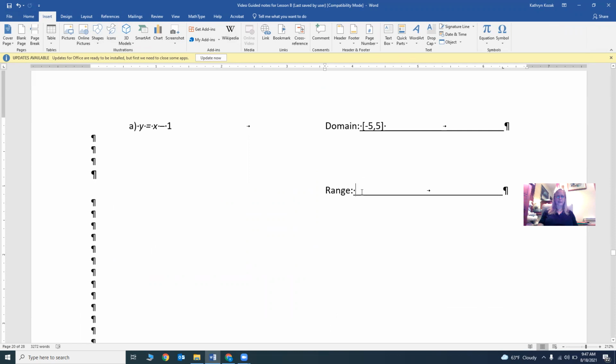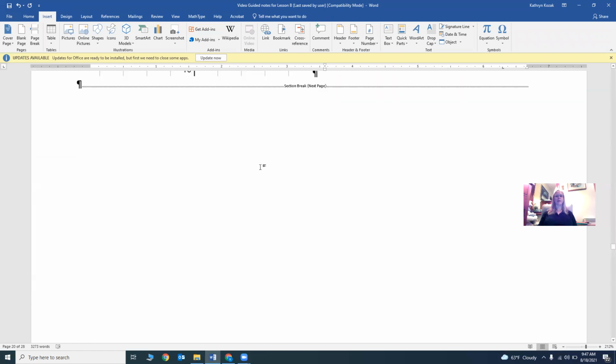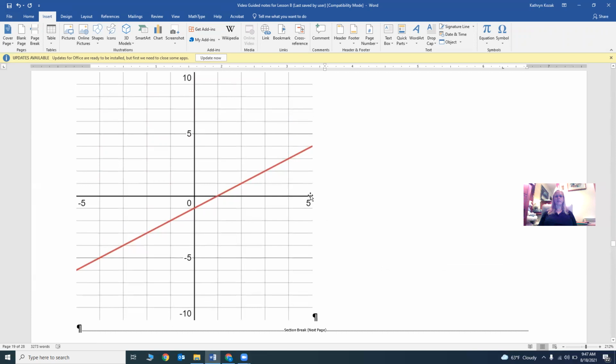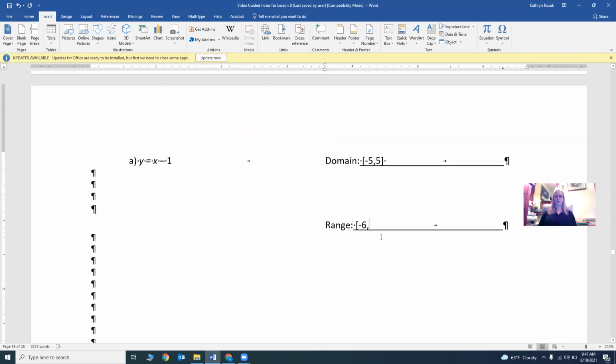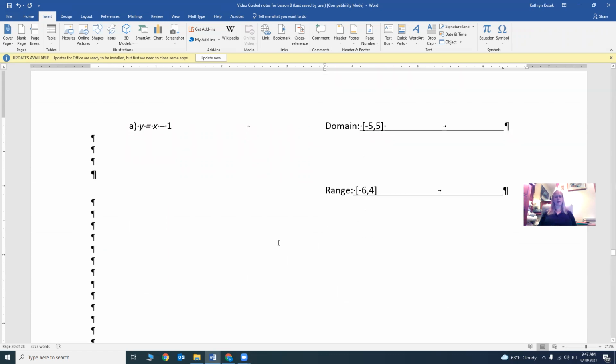Again, it does look like it is that. So I'm going to use the closed bracket so that I know it includes it. And then my upper value, I come over here to 5 and come up to where it hits the graph, I come over and it's 4, looks like 4 right here. So I have 4 as my upper y value. So this goes from -6 to 4. Again, I use the closed bracket because it actually can be that value.